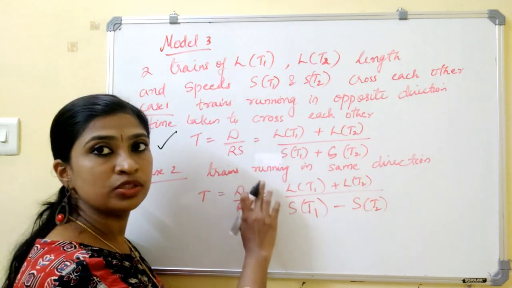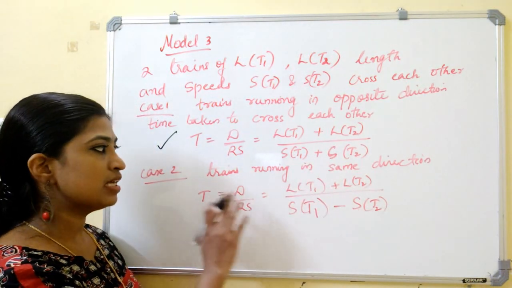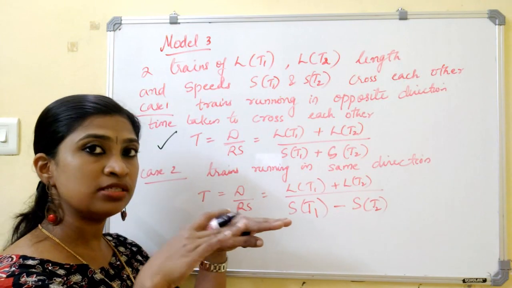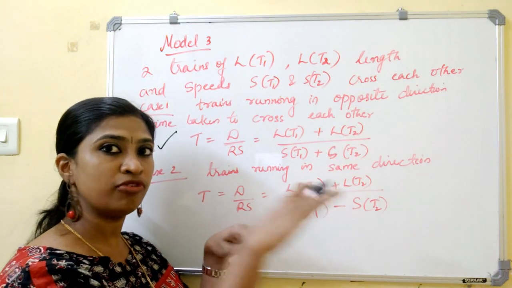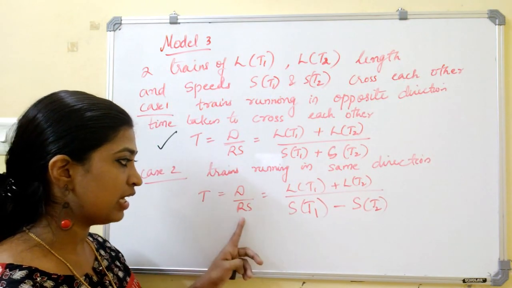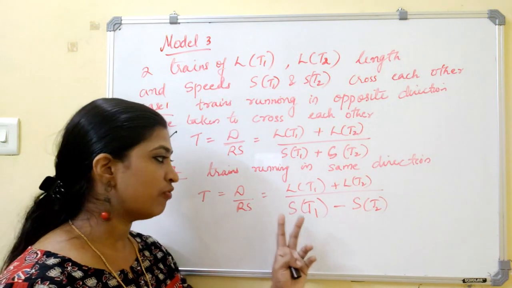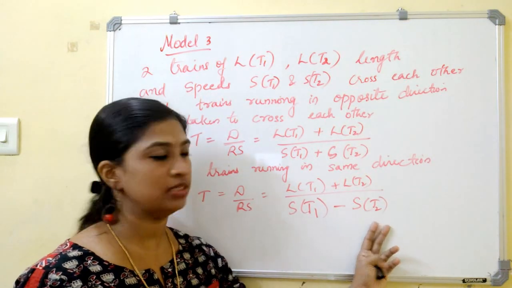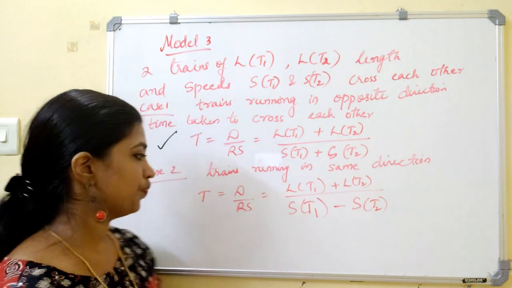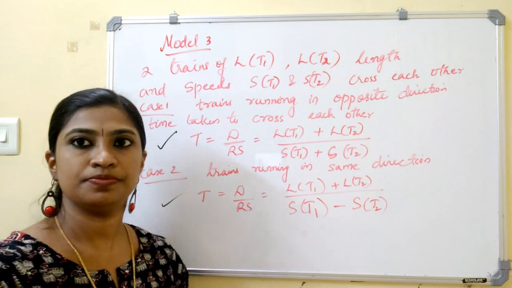Total distance by total speed, and speed is sum of speeds. And in the second case, the trains are running in same direction, and the slower train is being overtaken by the faster train. So the time taken to cross each other is distance by relative speed. In this case, the speed is speed of the faster train minus speed of the slower train, and the total distance is length of train 1 plus length of train 2. Now we can do problems based on this.